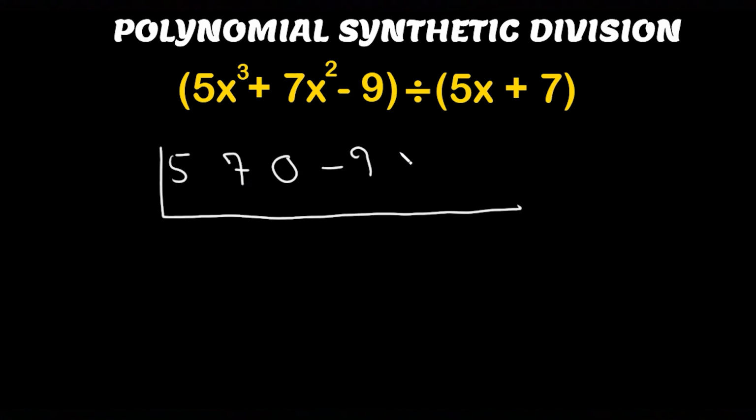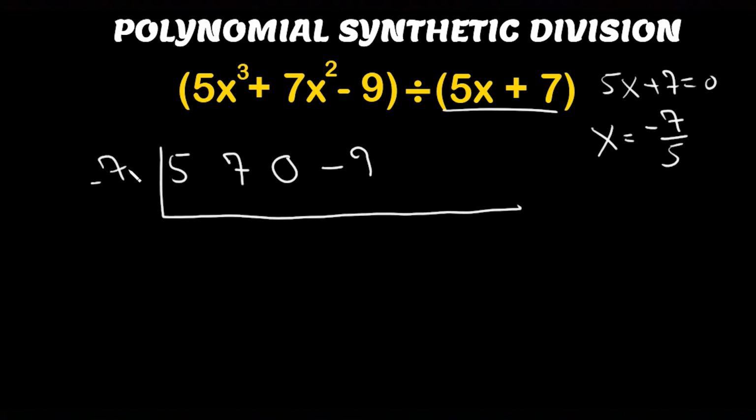Okay? And now this right here, we have to solve. So if you do 5x plus 7 equal to 0, and you solve that, we'll have to move the 7 over and then divide by 5. I get x is equal to -7 all over 5. Okay? And so we're going to put that on the outside here, which is going to be -7 all over 5. Now, take note here.